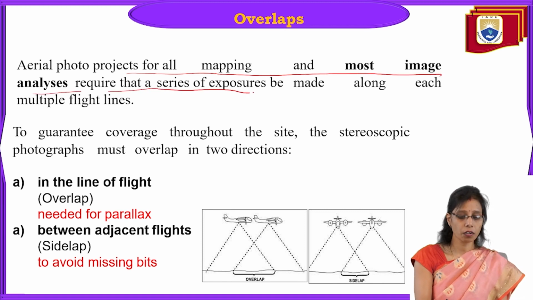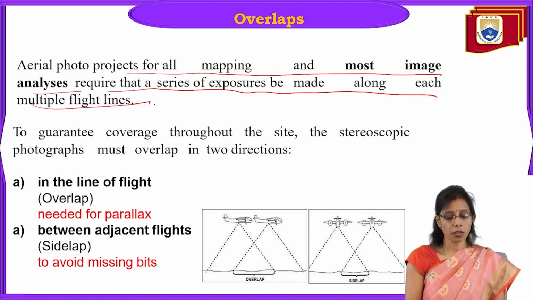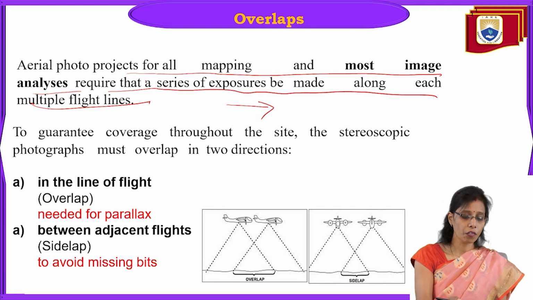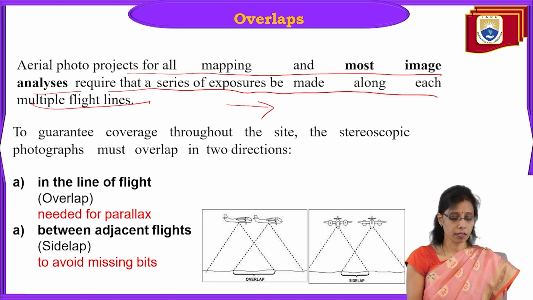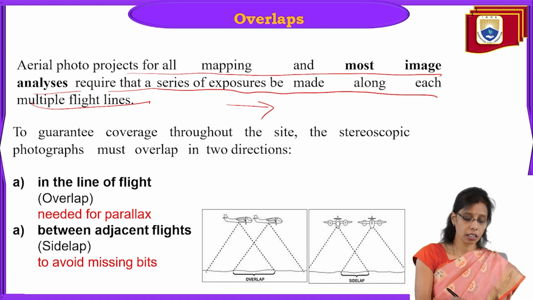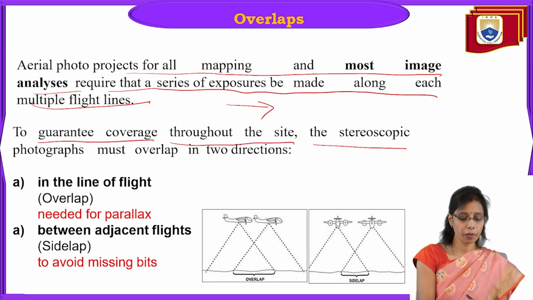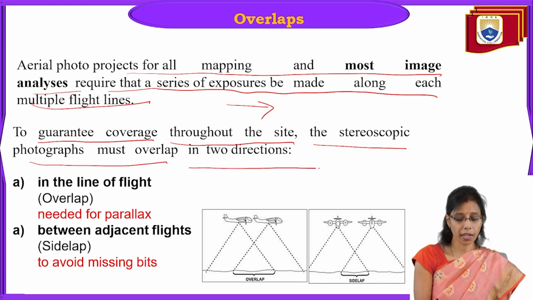This requires that a series of exposures be made along multiple flight lines. So a series of exposures should be made in the multiple flight lines with overlapping photos to make an analysis. To guarantee the coverage throughout the site, the stereoscopic photographs must overlap in two directions.